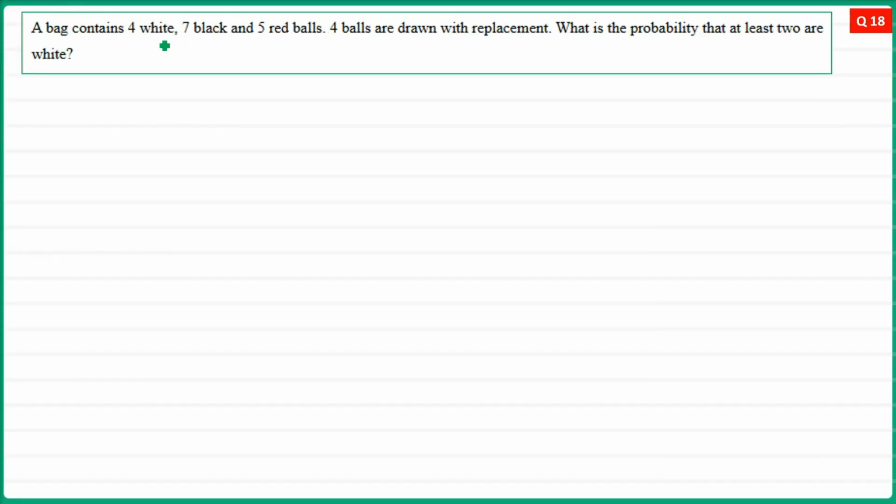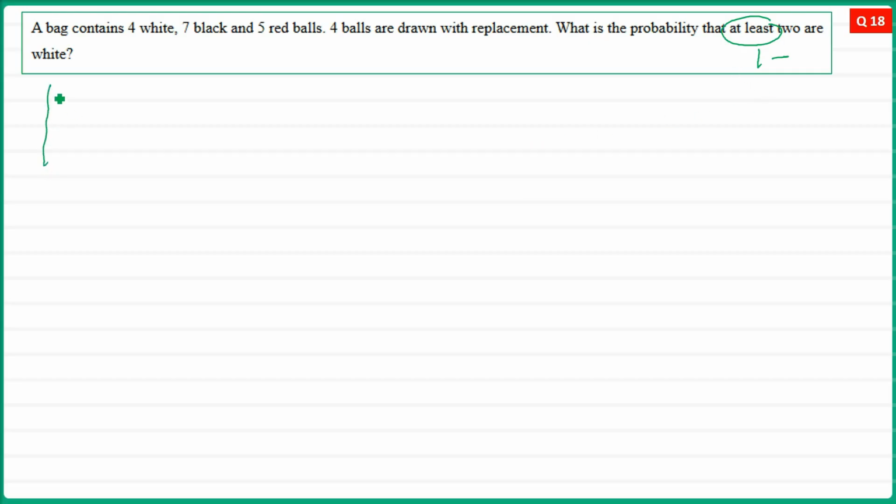A bag contains 4 white, 7 black and 5 red balls. 4 balls are drawn with replacement. What is the probability that at least 2 are white? At least 2 are white. Wherever you have "at least", normally the question will involve subtracting something from 1.